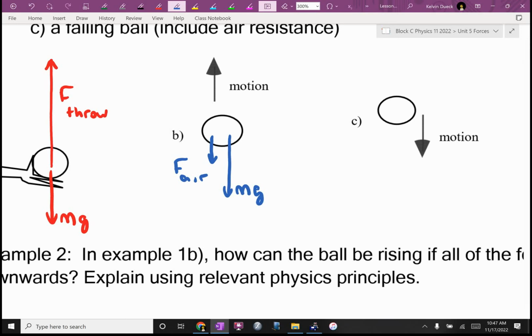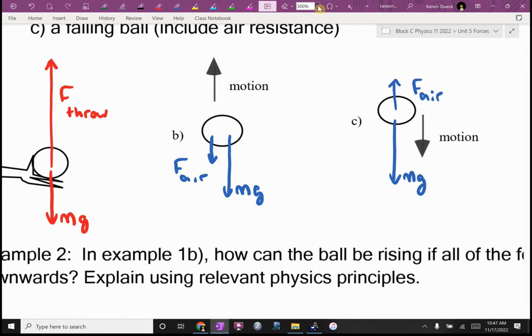Jazz and Deep, what about part C? Now we're on the way down. Okay, what are the forces acting on it? Get the obvious one. Which way? What else? Which way? Which way are we moving? Down. Air resistance is the opposite direction of motion, and I'm going to assume it's smaller, but again, there are situations where it could be bigger or the same. We'll talk about those.